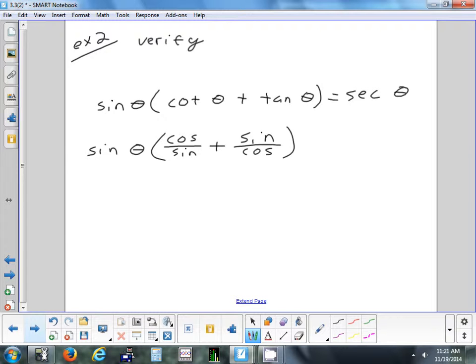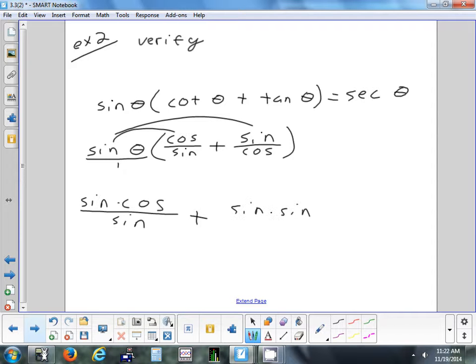Okay, what property could we use now? Get something on the outside and then parentheses next to it. Yeah, let's use the distributive. If you want to think of what you're distributing as a fraction, it's sine over 1. Okay, so let's write that out. So we have sine times cosine divided by sine plus sine times sine divided by cosine.